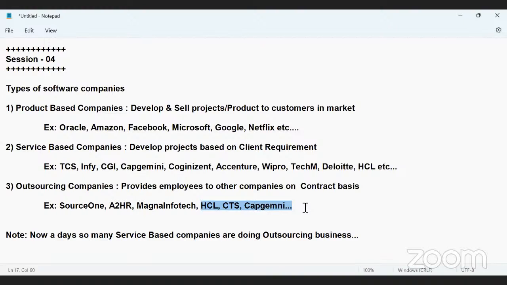TCS also will do the outsourcing. Wipro will do the outsourcing. Tech Mahindra will do the outsourcing. Nowadays, so many service-based companies are doing outsourcing business. You will have a parent company and you will have a client company. HCL people mostly will do the outsourcing to Microsoft. So when there is a .NET project, Microsoft will not recruit people directly, because Microsoft would have to pay more salary to the people if they recruit directly.